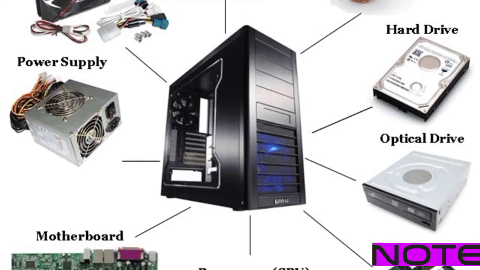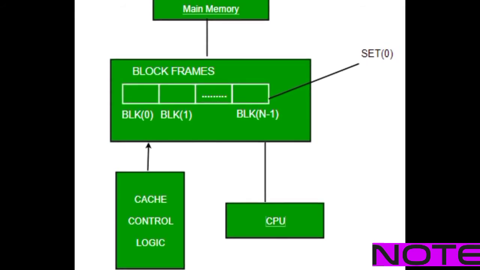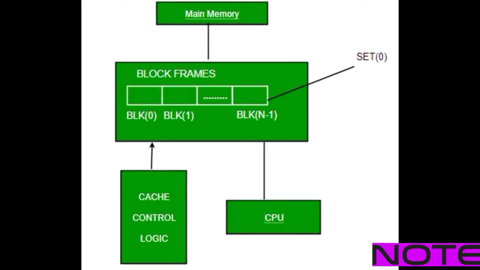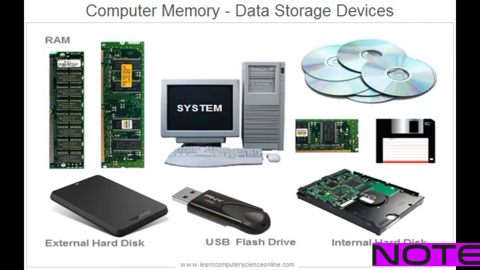Memory unit. All computer data and instructions can be stored in special locations of the computer called the computer memory. Depending upon the type of storage, two basic types of memories are primary memory and secondary memory. Computer memory is an important part of the computer as it stores the data and instructions. It consists of primary memory, read-only memory, and secondary memory.